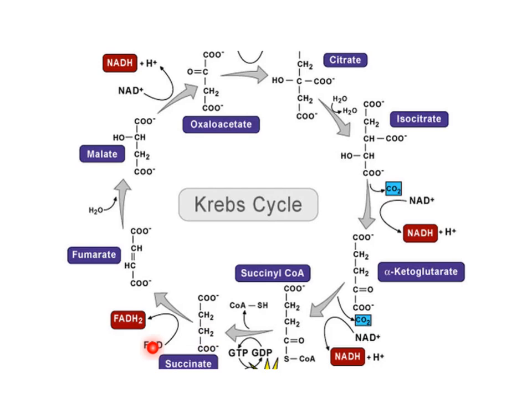FAD oxidizes succinate to become FADH2. Succinate then becomes fumarate, which becomes malate when H2O is added. Malate undergoes a redox reaction with NAD+ to produce NADH and oxaloacetate. The cycle is then able to begin again.